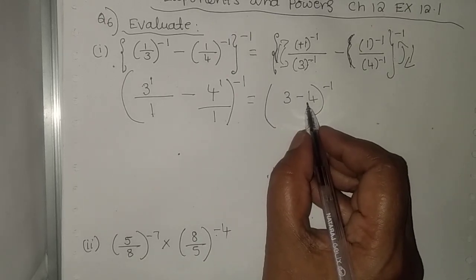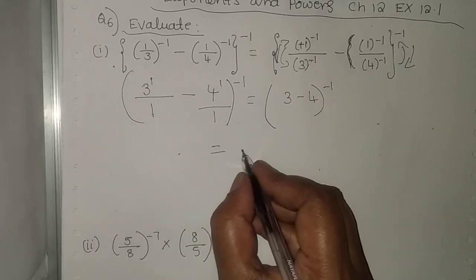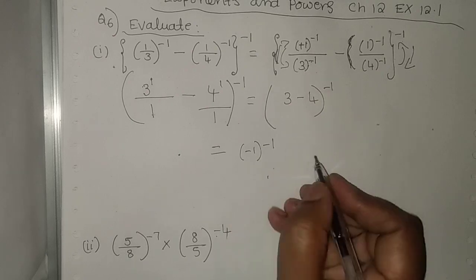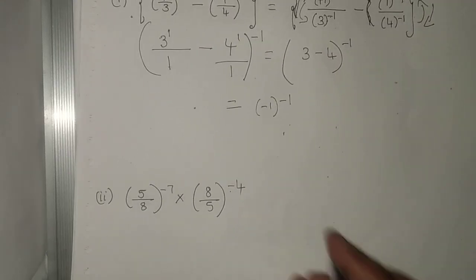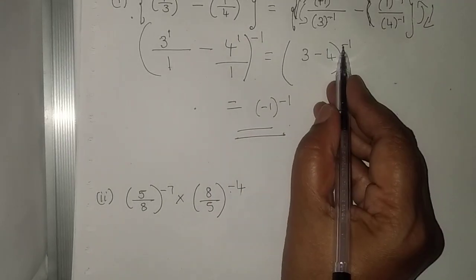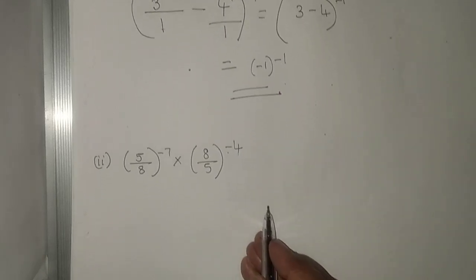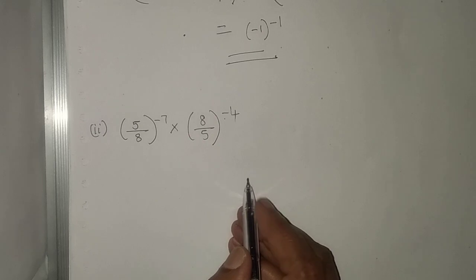So 3 minus, what is 3 minus 4? Minus 1, the whole power minus 1. This is the answer. The outer power minus 1 remains as it is. So this is the first one.